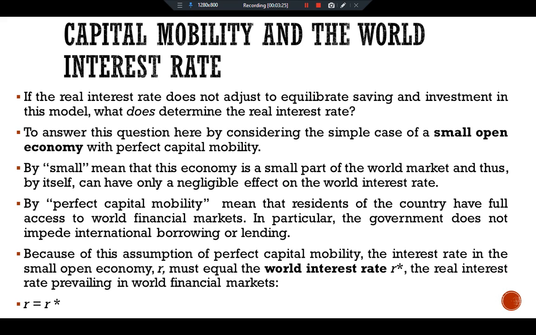So here our topic of discussion is what determines the world real interest rate. In a closed economy, the equilibrium of domestic saving and investment determines the interest rate. But here we have the question: who determines the world interest rate?